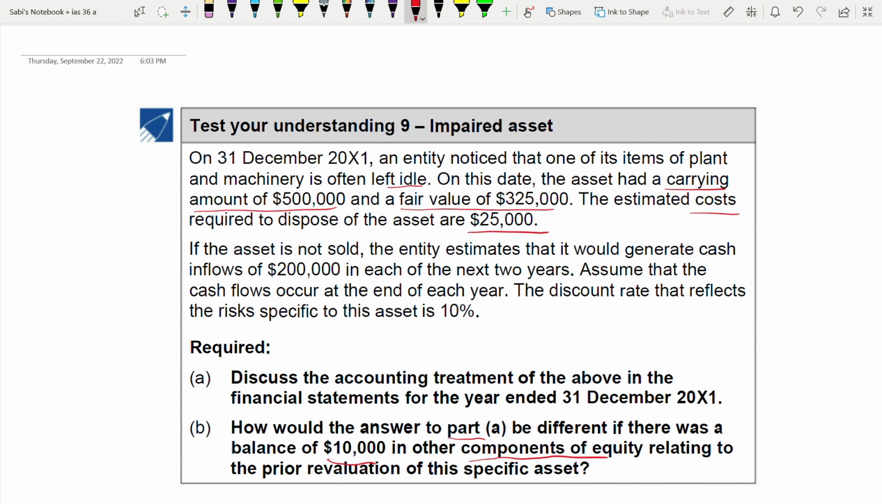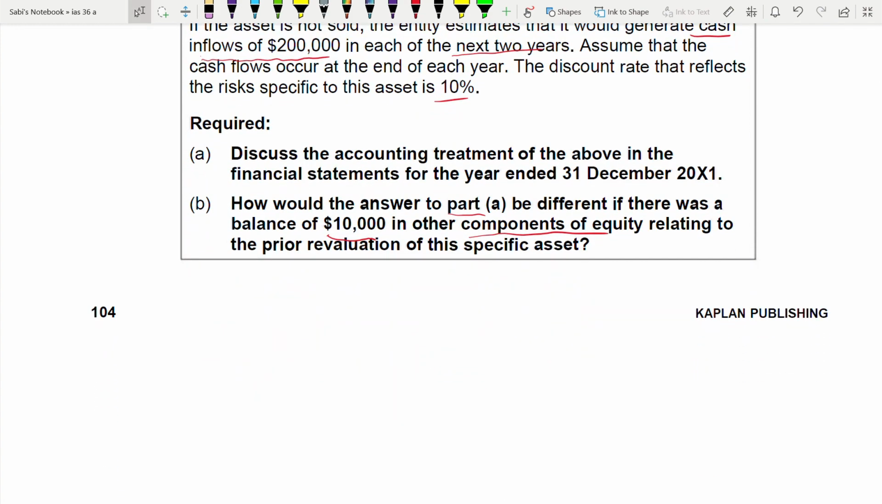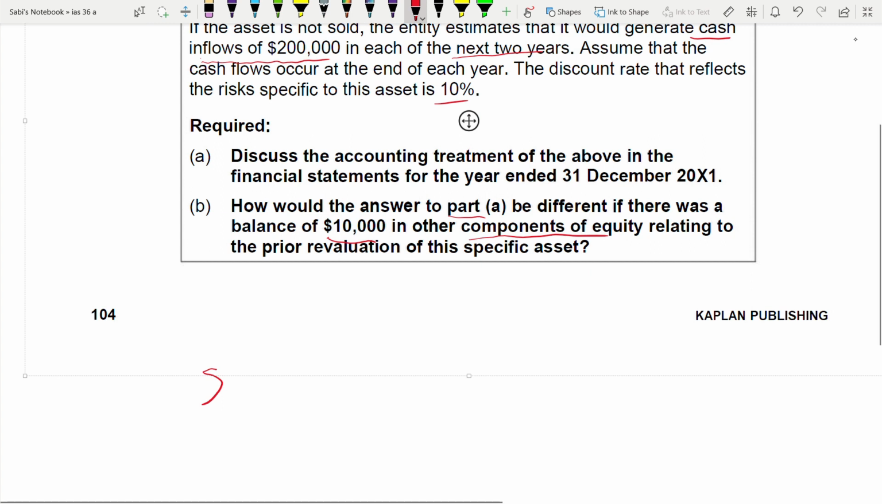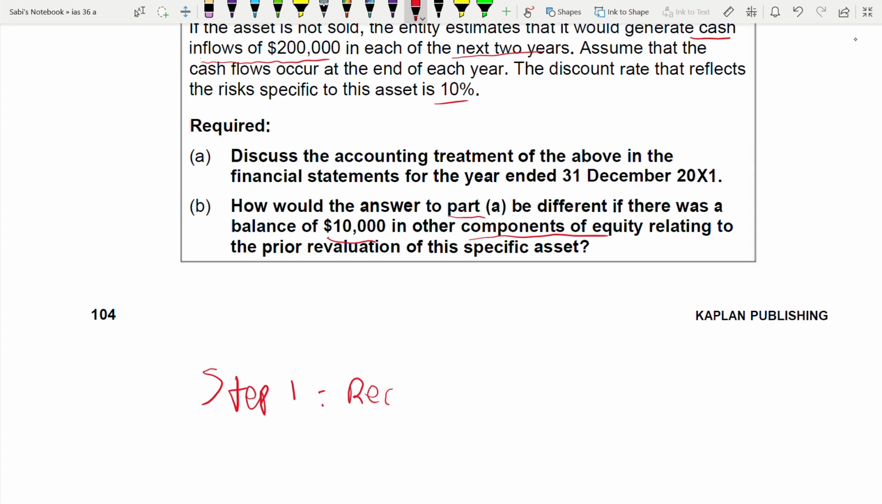If the asset is not sold, then the entity estimates that it will generate a cash inflow of 200,000 in each of the next 2 years. The discount rate is 10%. You first need to find out the recoverable amount. Step 1, recoverable amount. This is the first step you need to do.